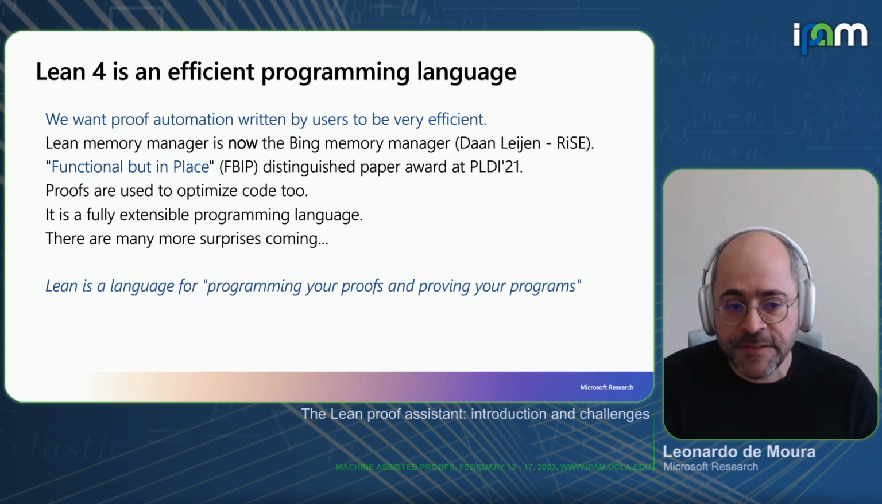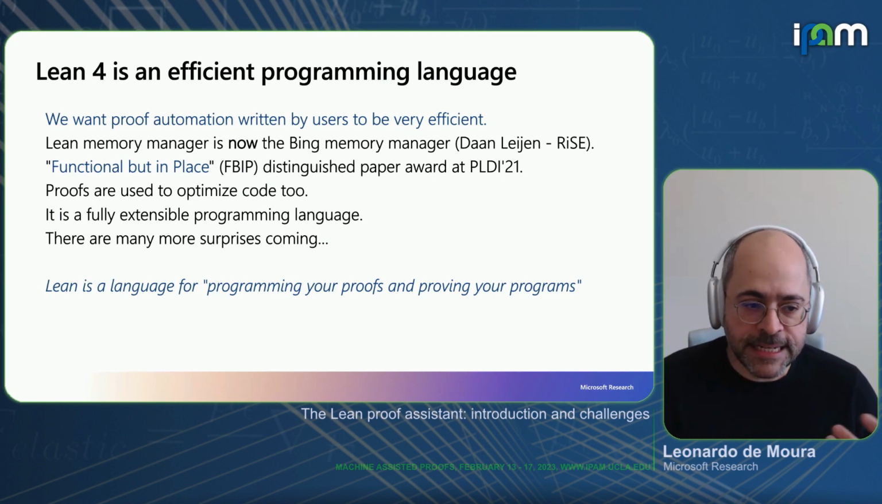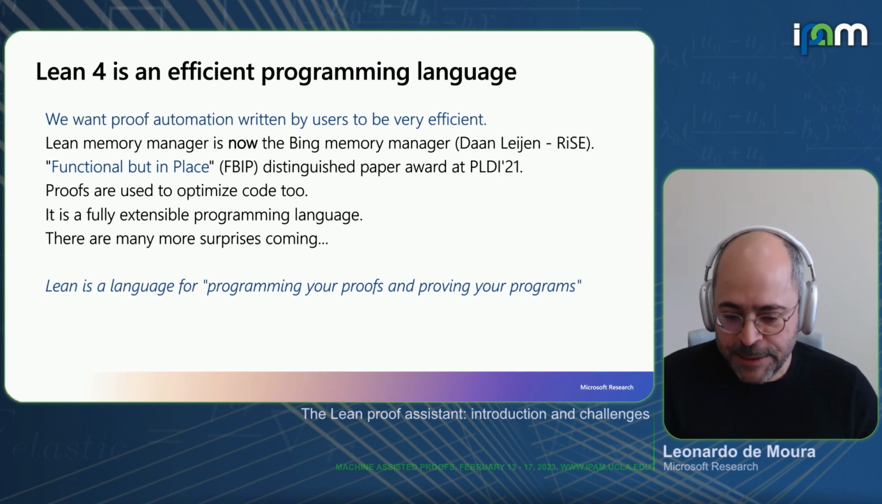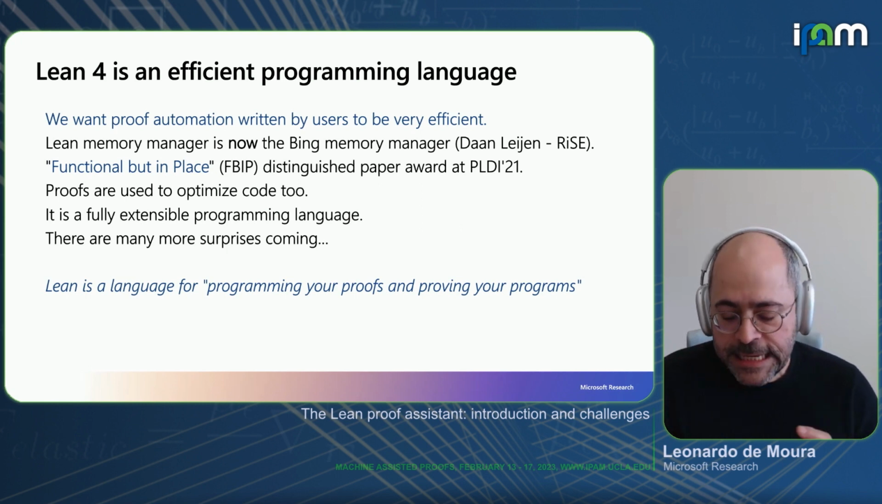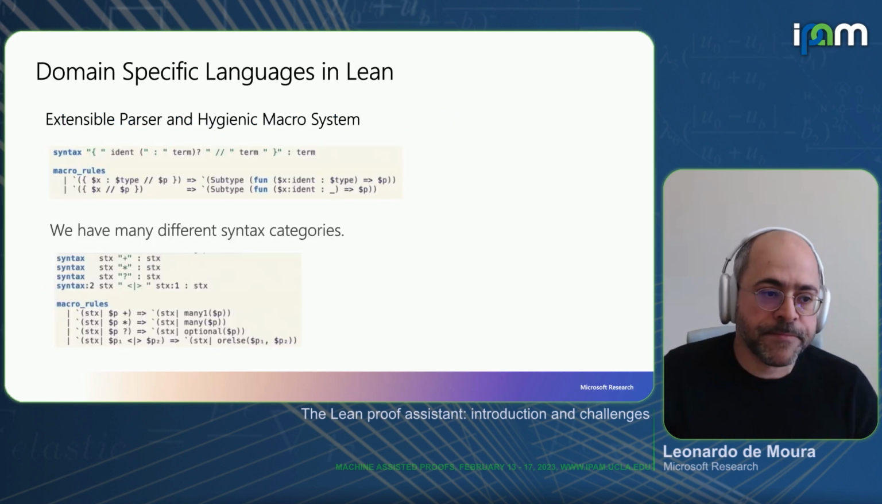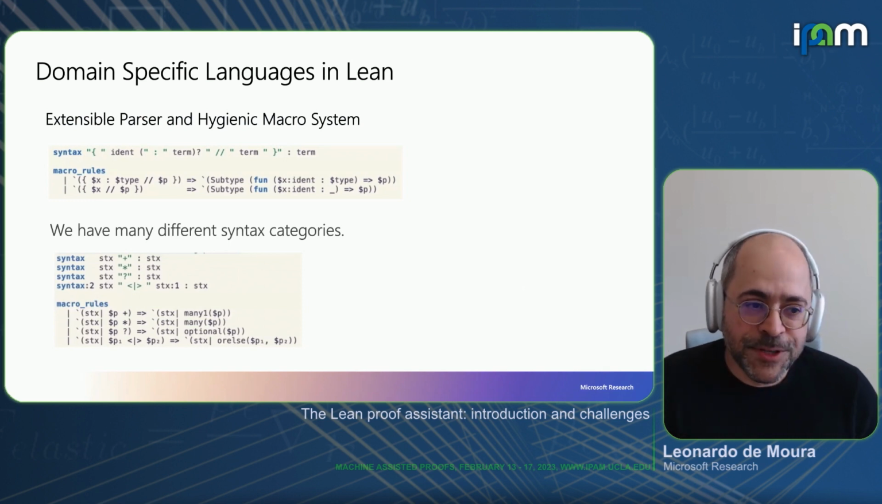Another feature is this functional but in-place technique, right? That's in Lean. Lean is a pure functional language, but it performs destructive updates when it's safe. The compiler knows how to do that for users. And this was key for us to achieve high performance. As I said, we want simple extensions to be simple. We want users to be able to define their own extensions, their own notation.